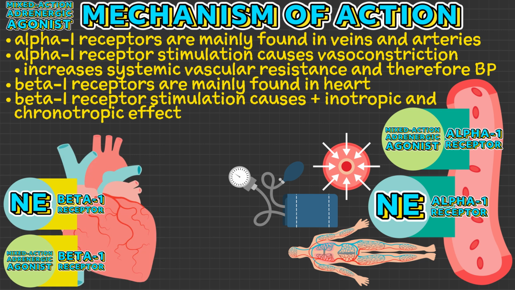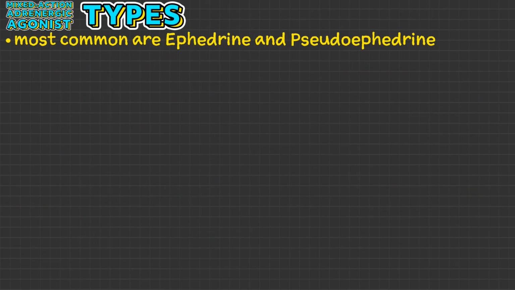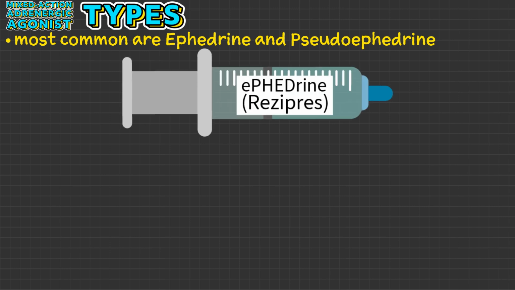When beta-1 receptors are stimulated, it causes a positive inotropic and chronotropic effect, meaning the heart's force of contraction and rate increase. This causes an increase in cardiac output and therefore blood pressure. The most common mixed-action adrenergic agonists are ephedrine and pseudoephedrine.